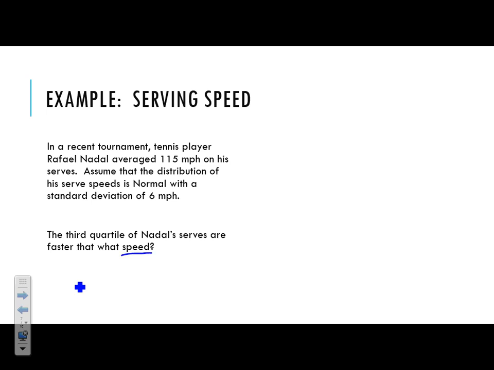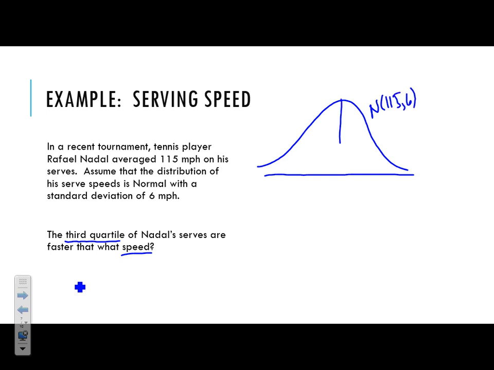And instead of giving us a speed, they've actually given us a percent. We're talking about the third quartile. So if I do the same thing here and draw a picture of this problem, we've got this normal distribution. Again, we still have a mean of 115, and we still have a standard deviation of 6. So we still have 115 hanging out here. But now it gets tricky because I don't know what the speed is.